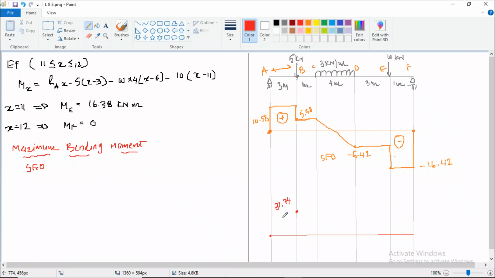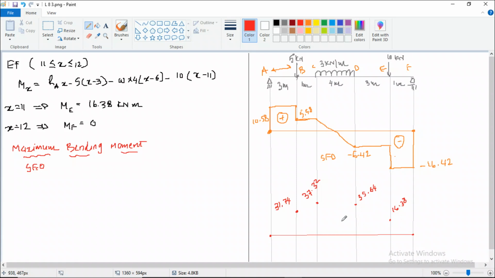Then at bending moment at point C we got the value as 37.32. So it is just a little higher, 37.32. Then bending moment at point D we got the value as 35.64. So 35.64 we mark here. Then bending moment at E we got the value as 16.38. And again back to 0, bending moment at F is 0.